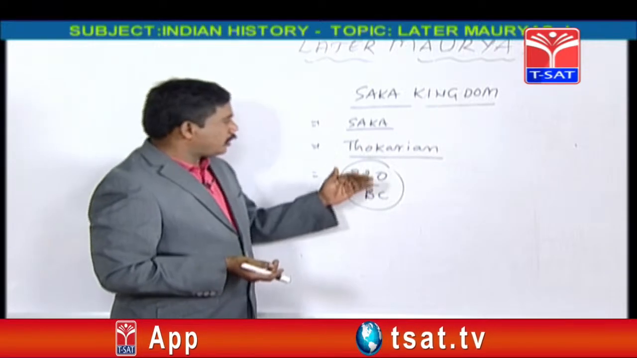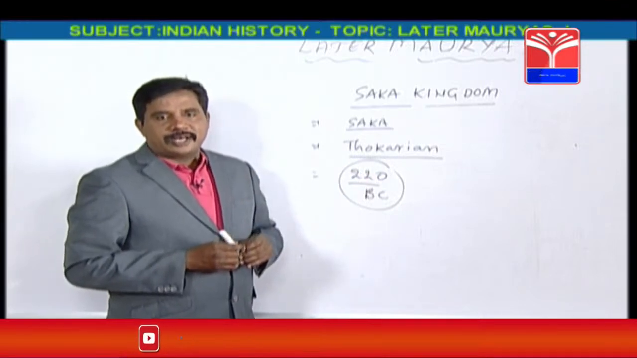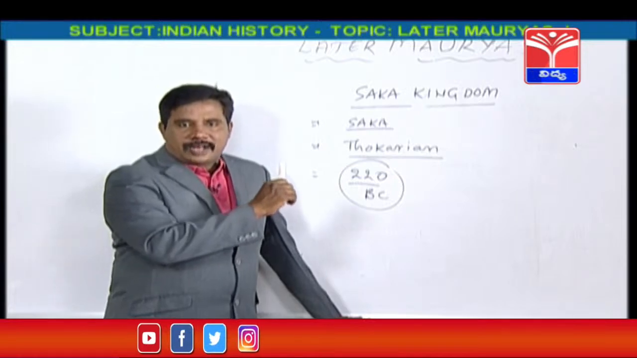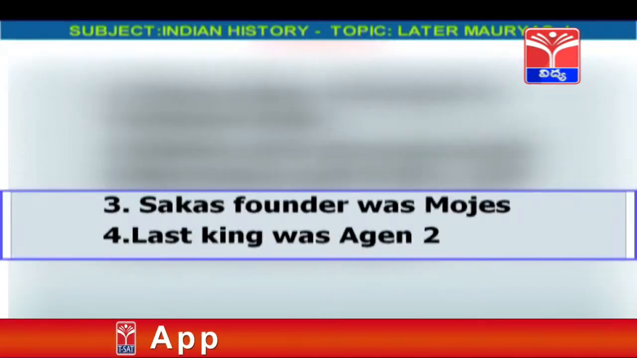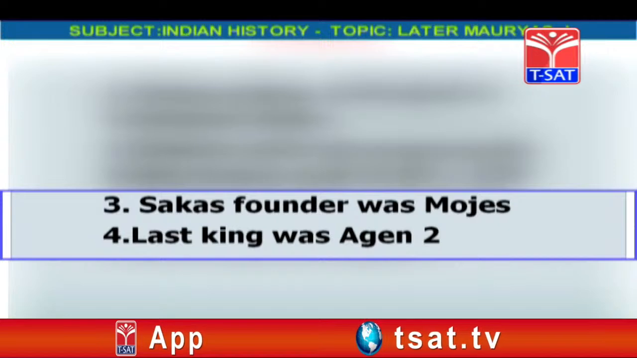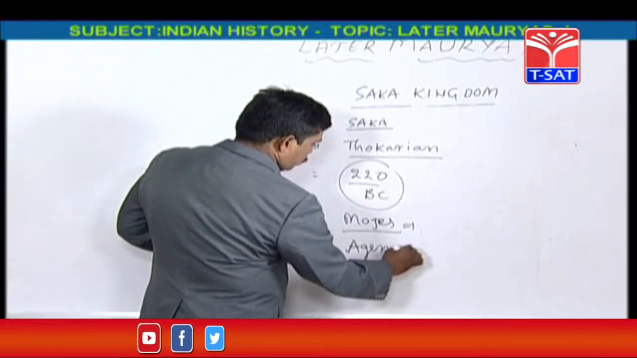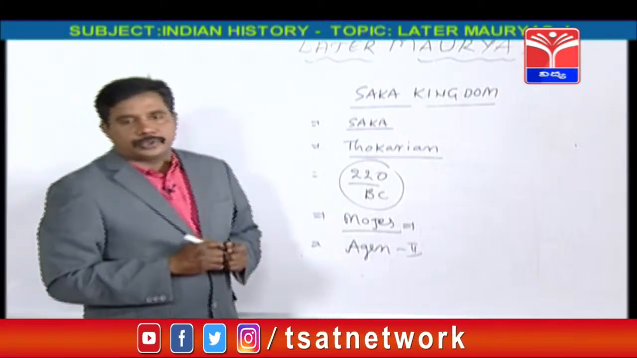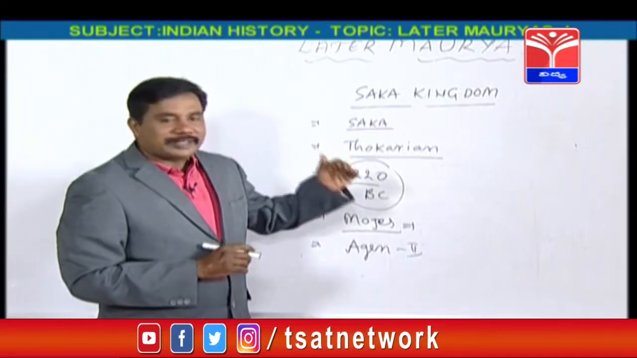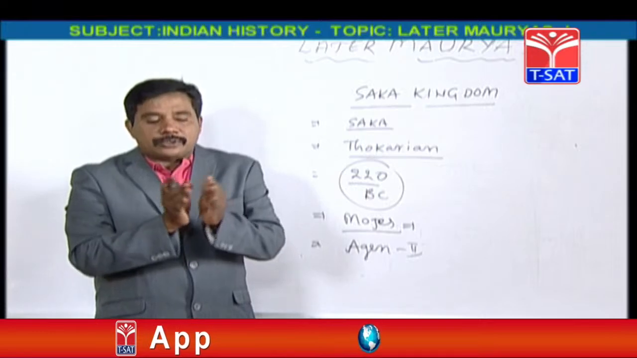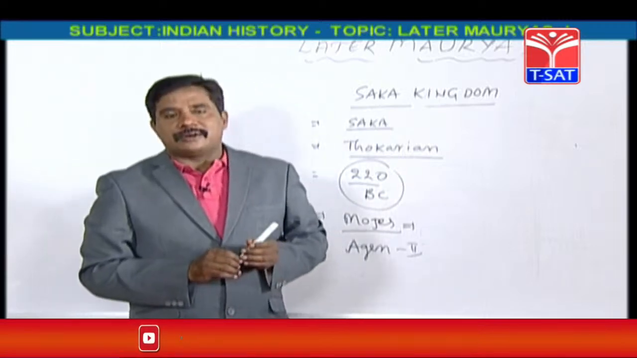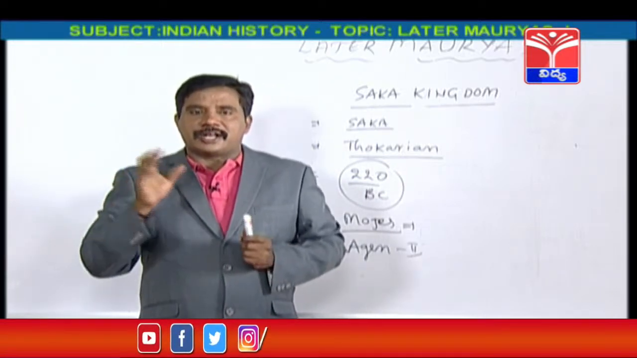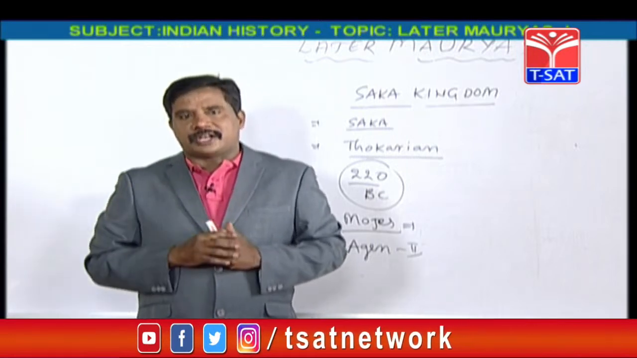So they came to India in the northwest part, especially the Takshashila area and northwest Gujarat and Maharashtra. These areas came under the control of the Shakas. The founder was Maues, and the last king was Rudrasimha. Whenever the Shakas settled in India, they divided into two parts: the Takshashila Shakas and the Maharashtra Shakas.